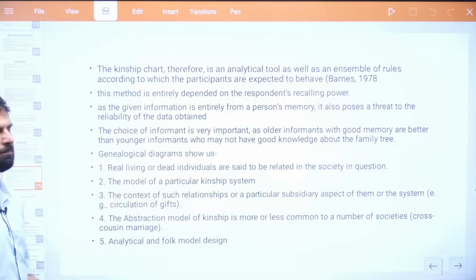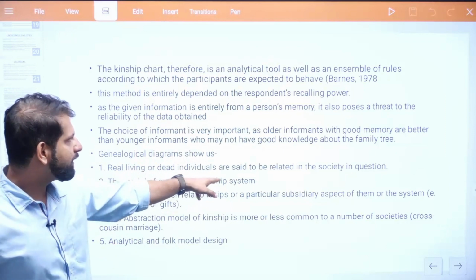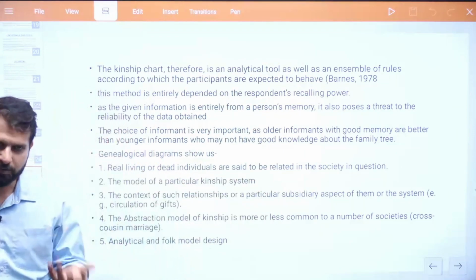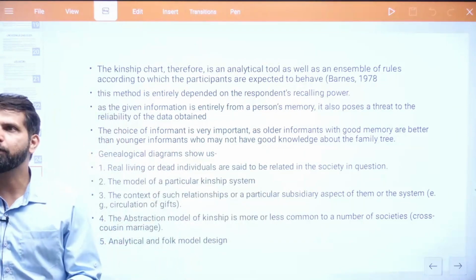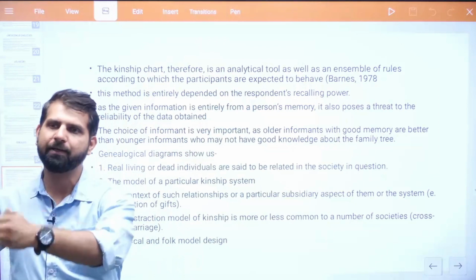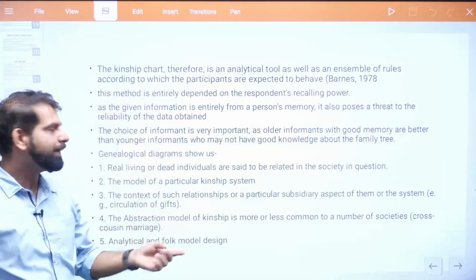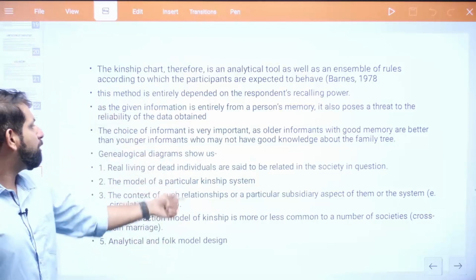Genealogical diagrams basically show us five things. First, real, living or dead individuals, and how they are related to the society or the individuals in question. When we draw a genealogical tree, we can tell how living individuals are related, how the dead are related to the person in focus, and how two dead individuals were related. Second, models of particular kinship systems.